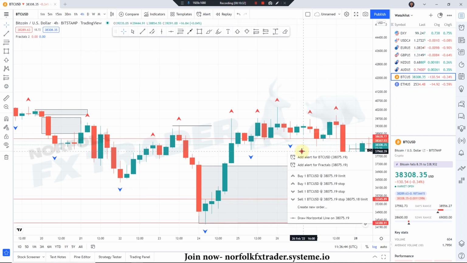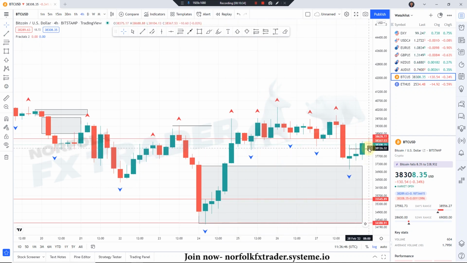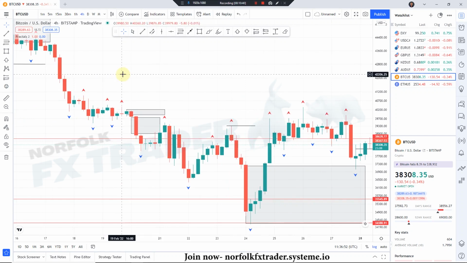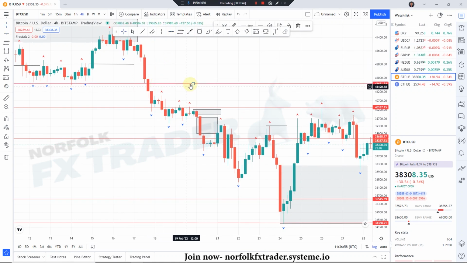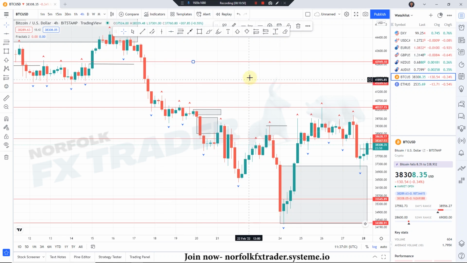So I'll be looking for the market now to go below the low of that candle, into the body of this bullish candle, to then buy and take out these previous highs. And if I'm looking for my next target, this is the first area of my target. I'll be looking for this as the next area, and then potentially this level here.